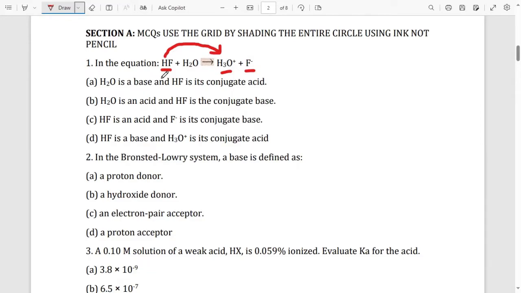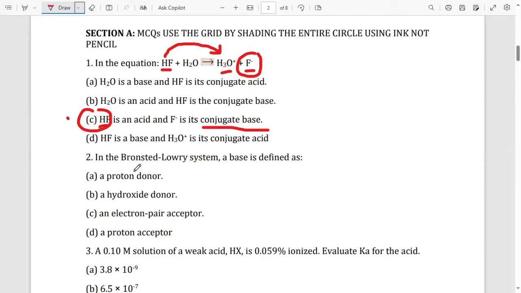So this one is an acid because it's donating a what? A proton. And then this guy here is its conjugate. So we are saying HF is an acid because it's donating a proton. And then this guy here that is left, after this acid donates a proton, is what is known as the conjugate base. So here the correct option was C, okay? HF is an acid and F minus is its conjugate base. What is left after the hydrogen has been donated, okay? So the answer here is C.